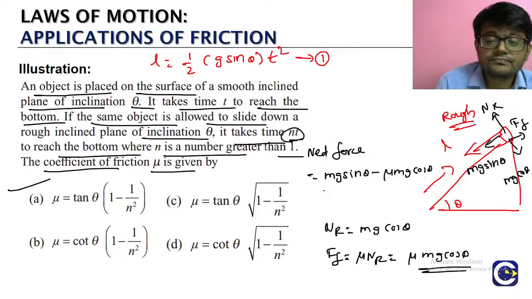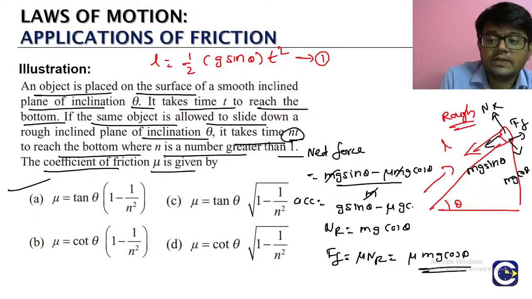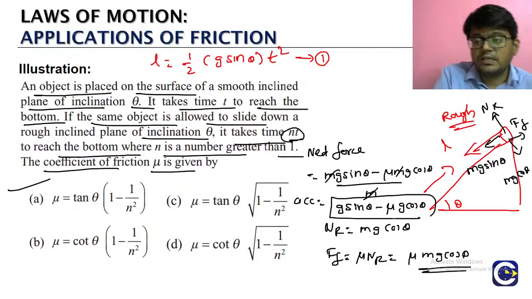Then the corresponding acceleration is what? We have to divide this by m, right? M will get cancelled. So it is g sin theta minus mu g cos theta. This is the acceleration. In the second case, the net downward acceleration is g sin theta minus mu g cos theta.